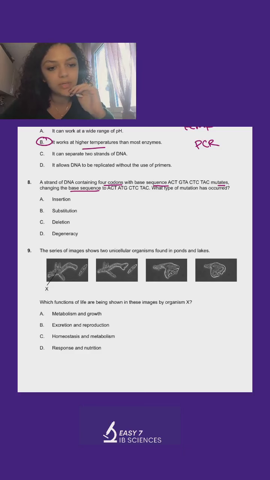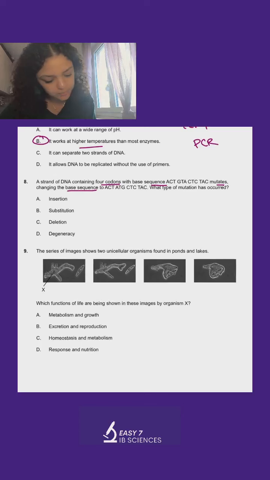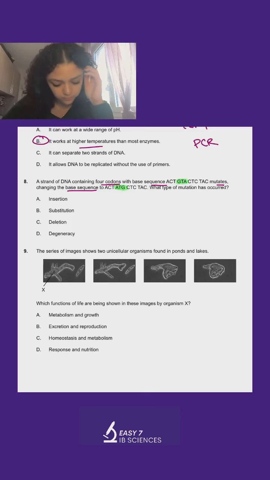Okay, a lot of you guys are saying B. Why are you guys saying B? What is the specific thing that is allowing you to say B? So we see that the mutation occurs in this section here. Try to use some active recall. So what is allowing you to say that it's B? Very good. Someone says ATG, GTA.